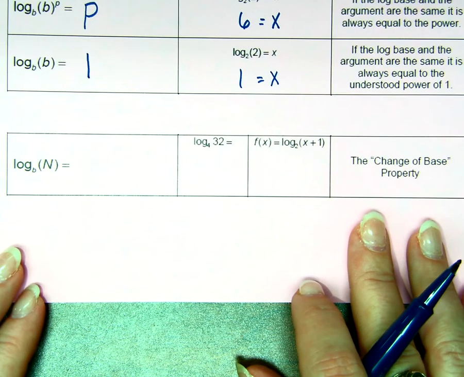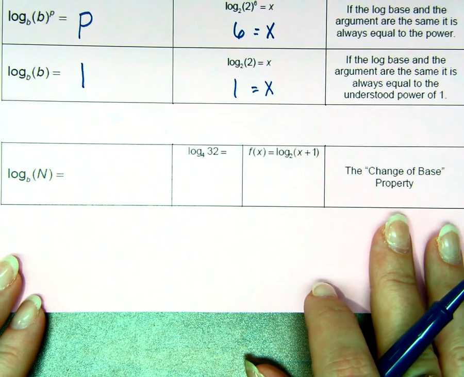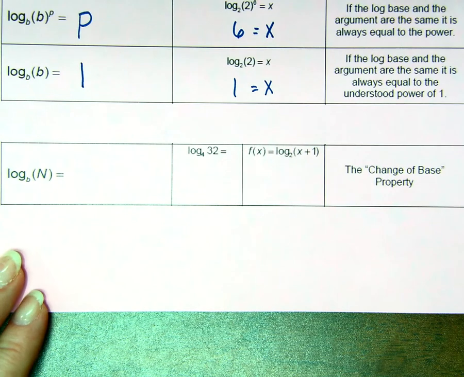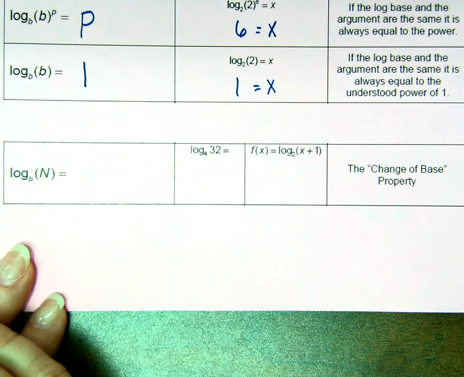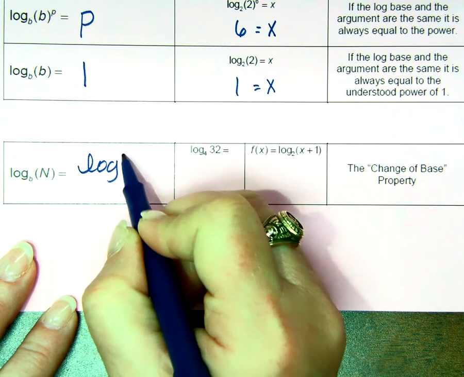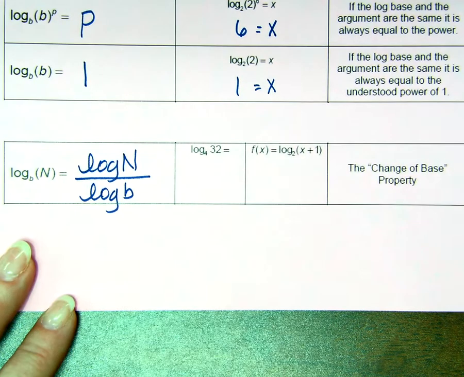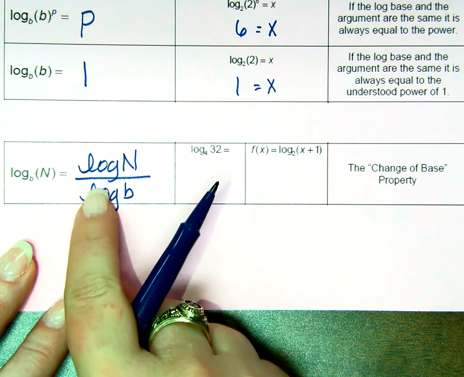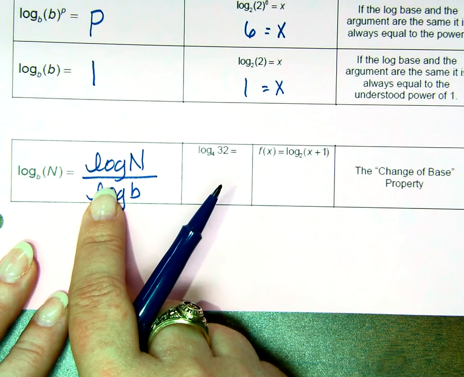Now, this is something new for you today, and I kind of laugh teaching it to you. It's called the change of base property or the change of base formula. Why do I laugh teaching it to you? Well, first of all, it's super easy. Log of n divided by log of b. What's the base on these two logs? It's not written, so it's an understood 10. It's the common log.